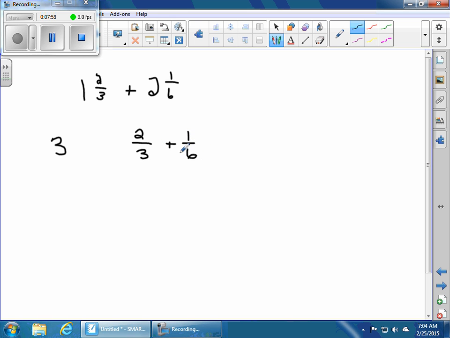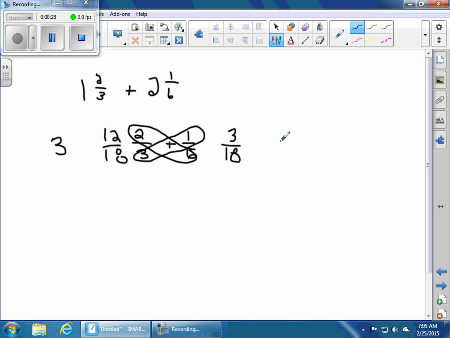So I know that if I use my cross multiplication, I know that 3 times 6 gives me 18. So 18 is going to be my common denominator. 2 times 6 gives me 12. And 3 times 1 gives me 3. So now I can add my fractional parts. So 12 plus 3 gives me 15.